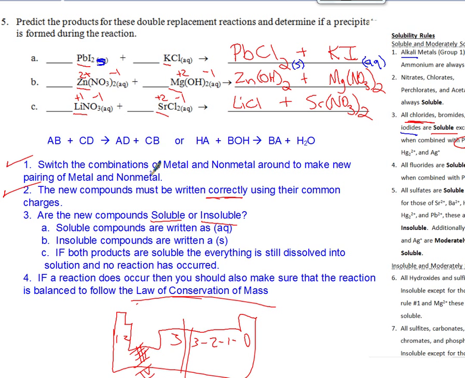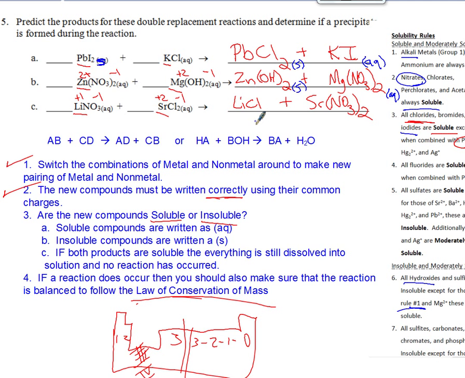Okay, so states of matter for those two. Let's keep going. Zinc hydroxide. All hydroxides are insoluble except for group 1. Zinc is not an alkali metal, and zinc is not magnesium. So this is a solid. Zinc hydroxide, hydroxides are insoluble. Rule 1. Magnesium nitrate. Rule 2. Nitrates always soluble. No exceptions. There we go.